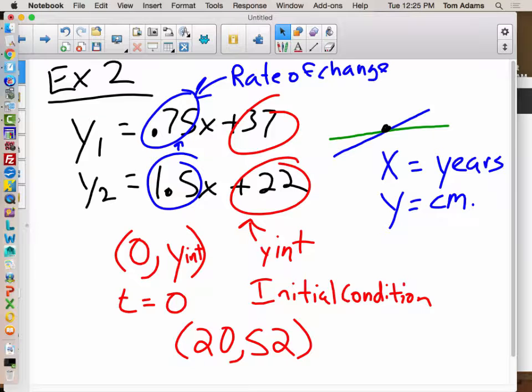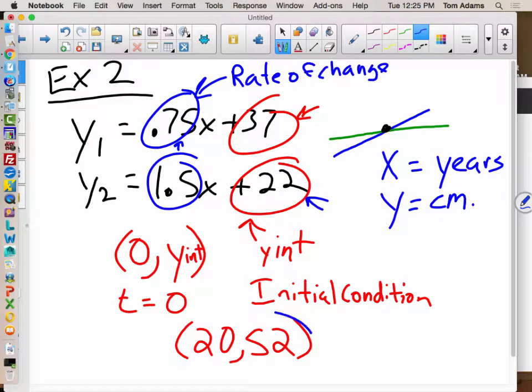Well, actually, both fish, right? Yeah. Which is interesting because this one starts off at 37, grows at a slower rate, and after 20 years it'll be 52 centimeters. And then this one is actually bigger when it starts, but it grows at a faster rate. And so they match up here.